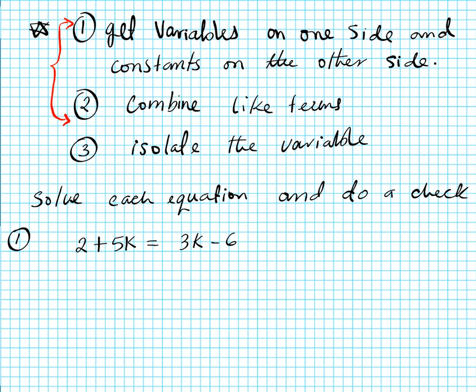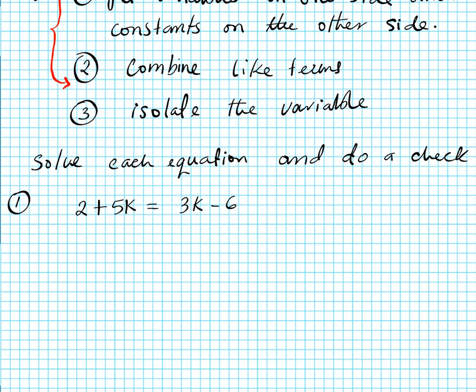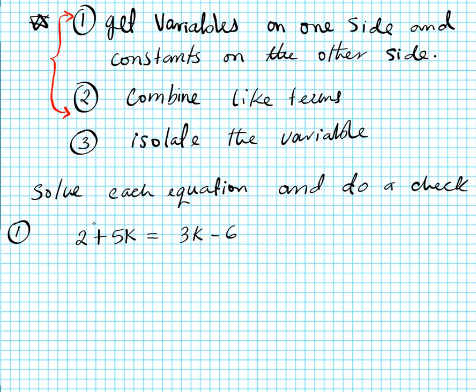Note whenever you're moving constants or variables or terms across the equal sign, you have to use the opposite, so that you don't change the equation. We have an equation here. I like to move 3k to the left. It doesn't matter where you move it to, you still get the same answer. But I like to move 3k to the left and I like to move 2 to the right.